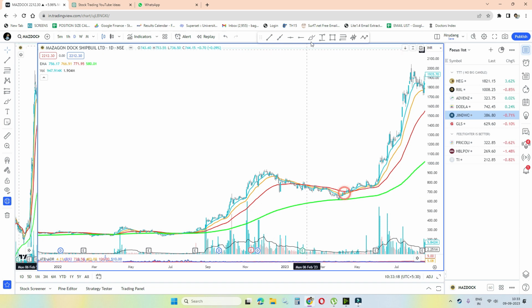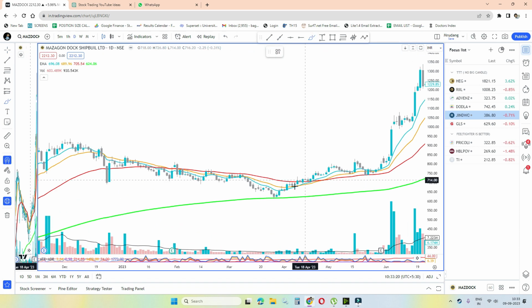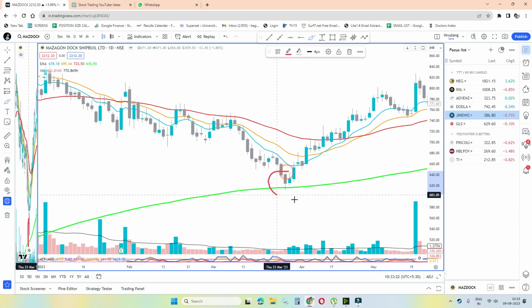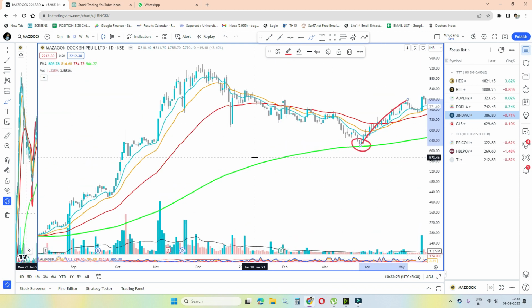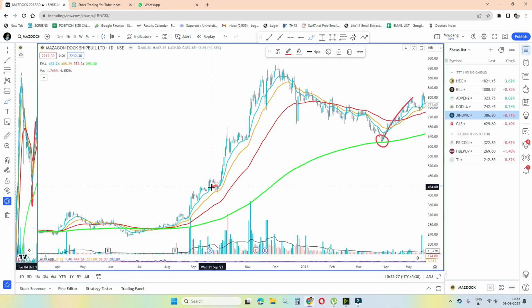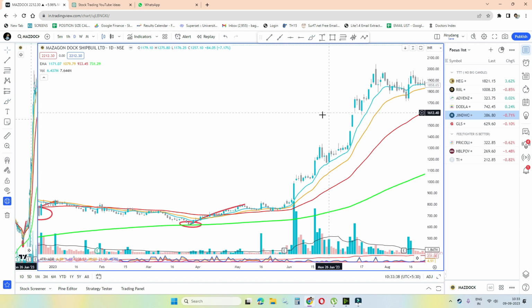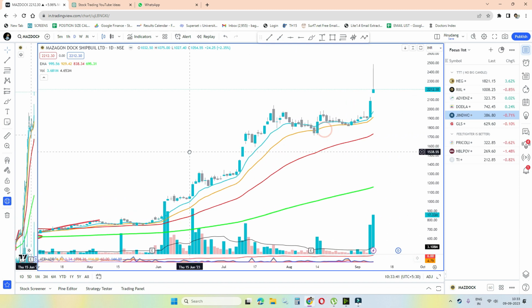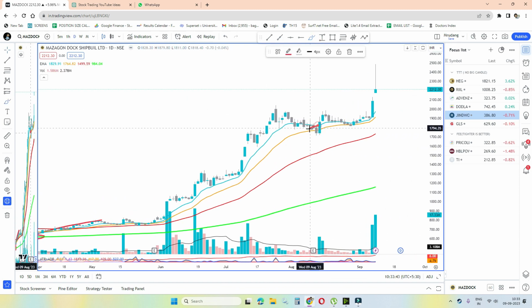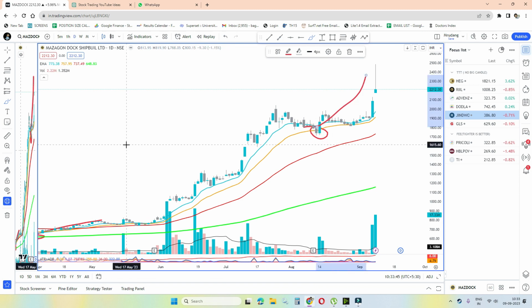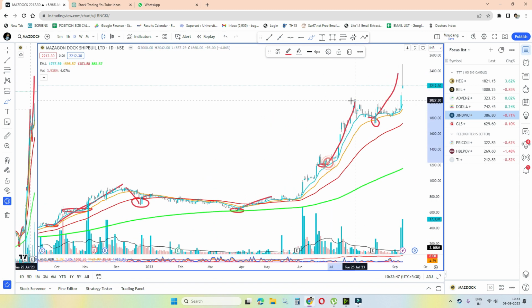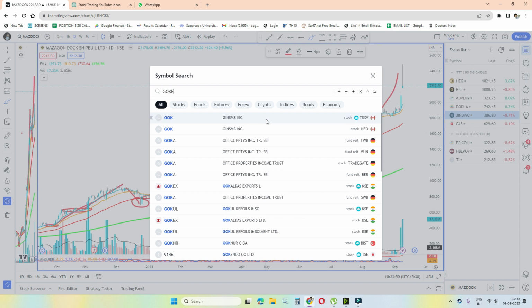So now it's visible. You can see a perfect bounce on the 200-day EMA and it went higher. Perfect bounce on the 20-day EMA and it went higher. Here on the 10-day EMA and it went higher. Here on the 50-day EMA, but it failed to move higher. So it will fail sometimes, but most of the time it will work, and it works beautifully. Again, here it went higher. Here it went higher.